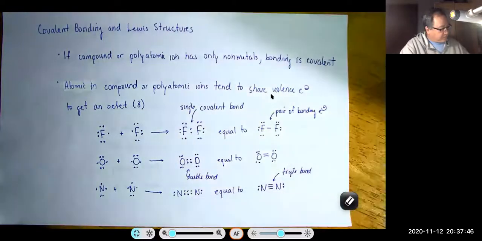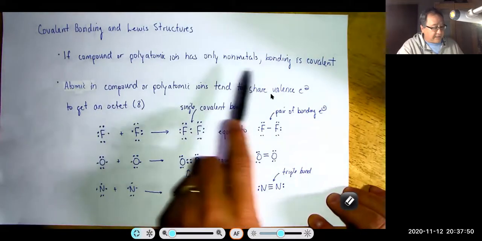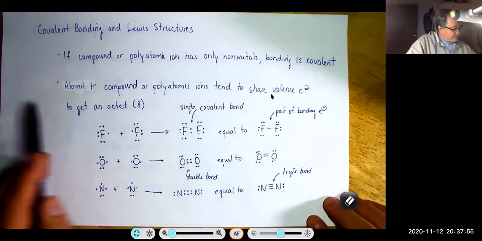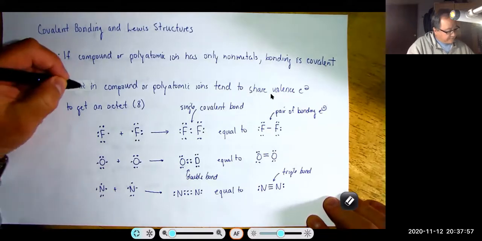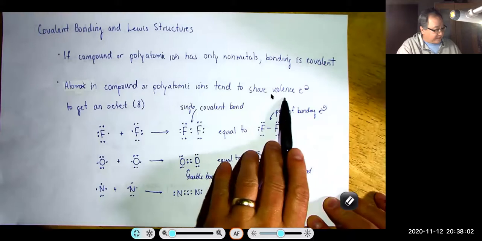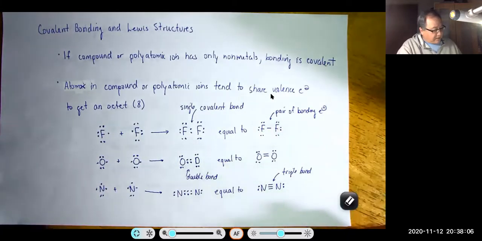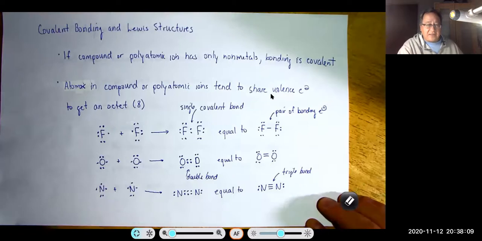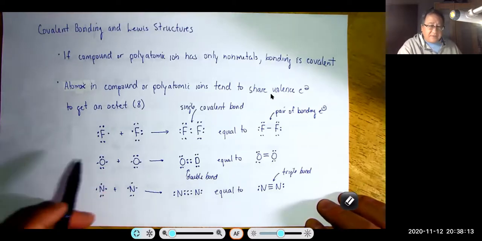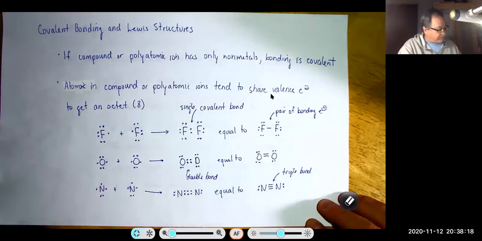So if a compound or polyatomic ion has only nonmetals, bonding is covalent. So remember that shared valence electrons. The atoms in compounds or polyatomic ions tend to share the valence electrons to get an octet. So here's the examples of these atoms achieving an octet of valence electrons, just like the ions do, but instead of being in an ionic compound or ions, these are in molecules where there are no ions.